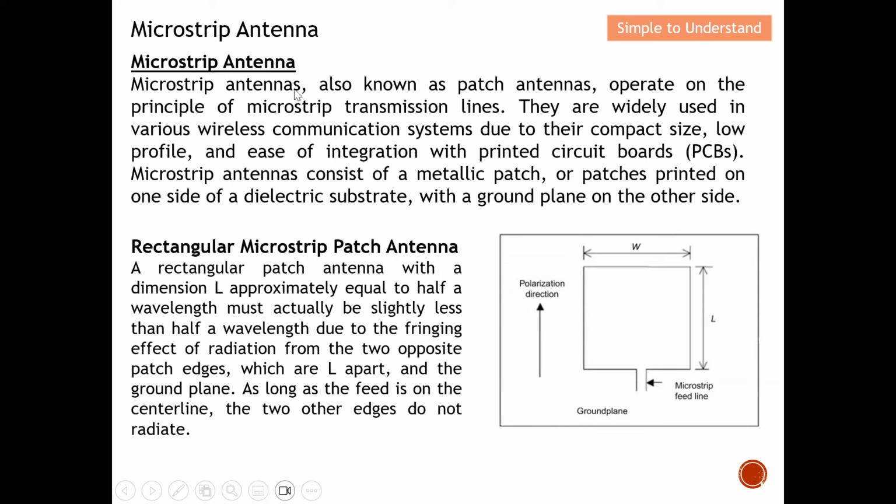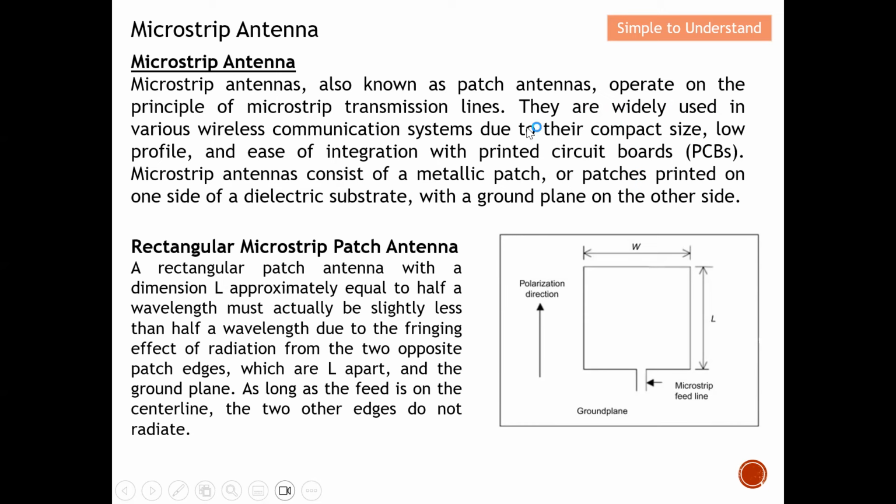A microstrip antenna is also known as a patch antenna. They operate on the principle of a microstrip transmission line. So this is a microstrip line, and you can see that this is a patch antenna. Basically, it's a conductive element over a ground plane on the other side. This is the design of a patch antenna.